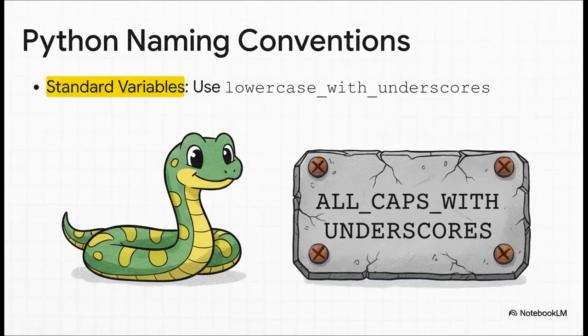So, what are these conventions? Well, here are the 2 big ones you'll see everywhere. For most of your variables, you'll want to use what's called snake case. That's all lowercase letters with underscores to separate words. But for values that you know are never going to change, what we call constants, the convention is to use all caps with underscores. This is like a big sign to other developers that says, hey, this value is fixed, don't try to change it.